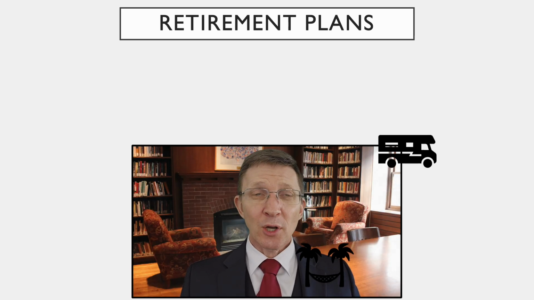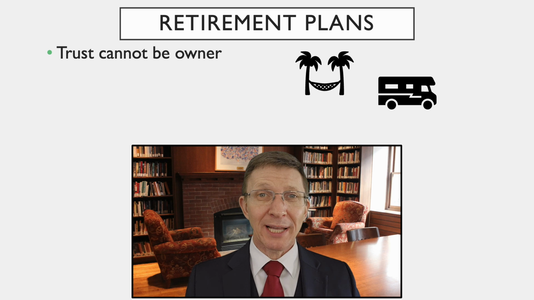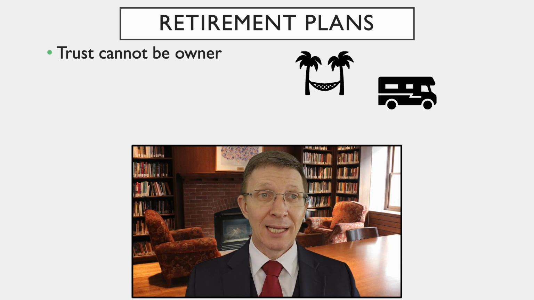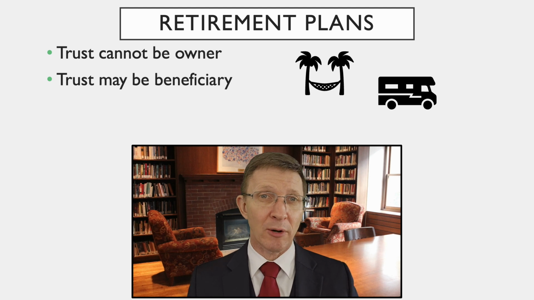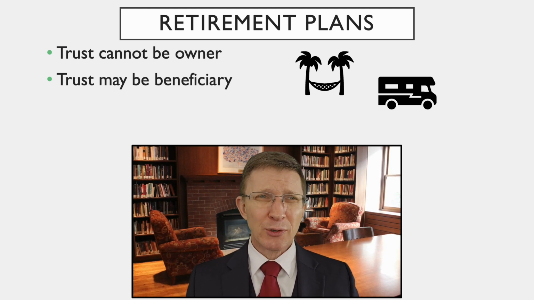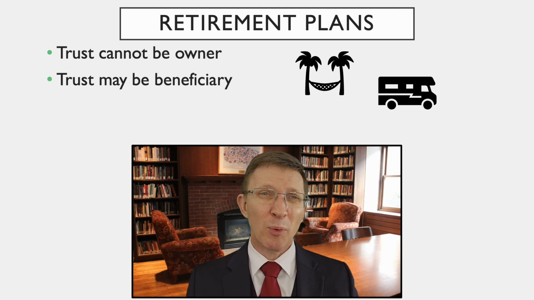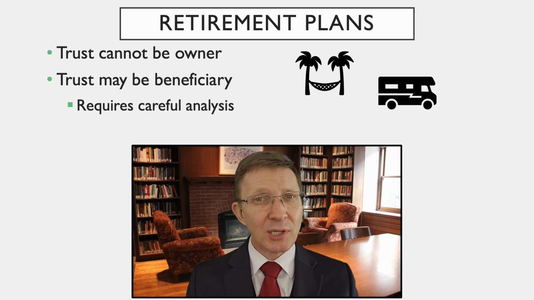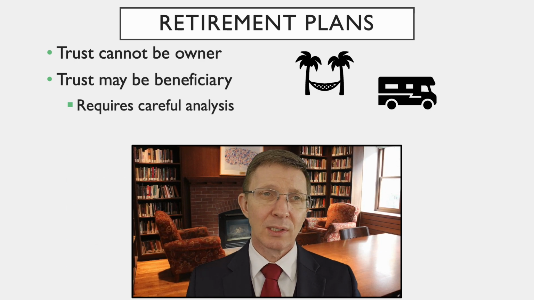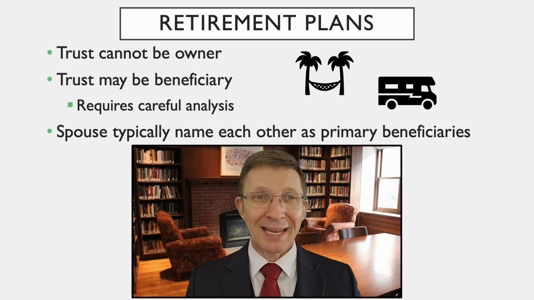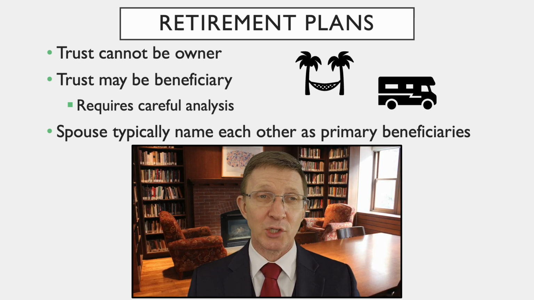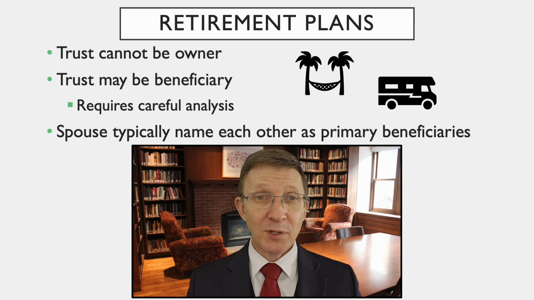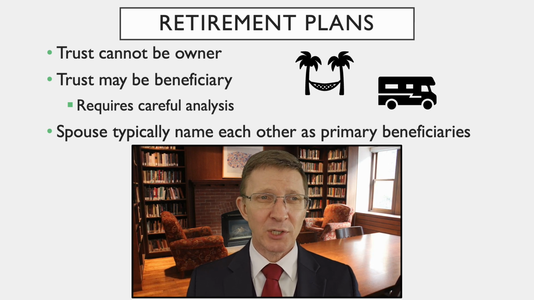You cannot transfer the ownership of a tax-qualified retirement plan or individual retirement plan into your revocable living trust. A trust can be the beneficiary of a retirement plan. However, naming your trust as beneficiary of a retirement plan requires careful analysis, especially of potential tax consequences. For the most part, spouses maintain the most flexibility and better tax results by naming each other as beneficiaries of their retirement plans. After the spouse, subsequent possible beneficiaries must be examined on a case-by-case basis.